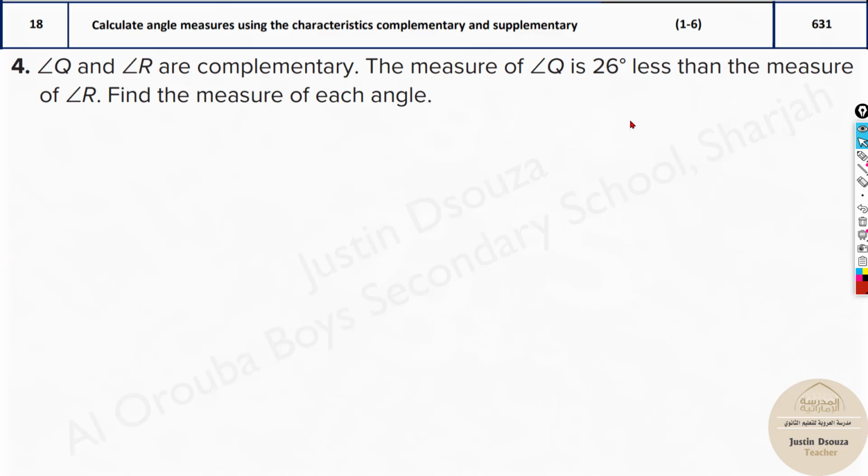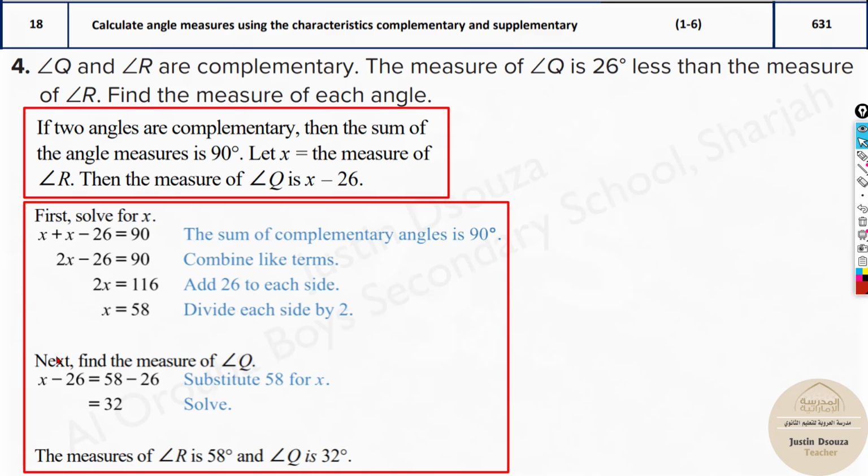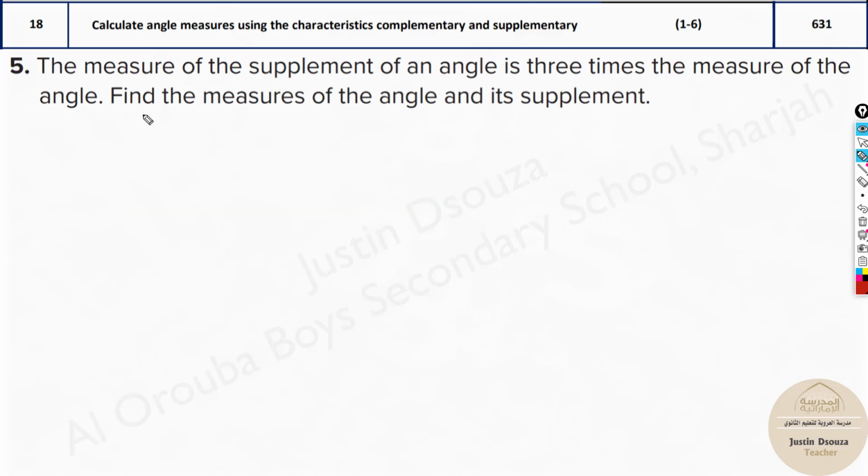Complementary means 90 degree. Here it's just like what we did a while ago. You can see all the methods are shown here. Now here the fifth question, this is interesting because they have told the measure of a supplement of an angle is 3 times the measure of the angle. Now imagine the smaller angle is considered to be x. Then what is the other angle? It will be 3x. So they are supplementary, right? They have told it supplement. So when you add them up, it should be 180 degrees. So it is 4x is equal to 180 degrees. So here it will be 40.